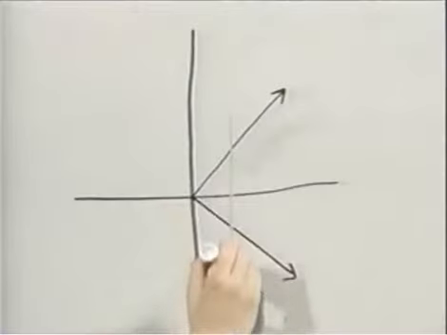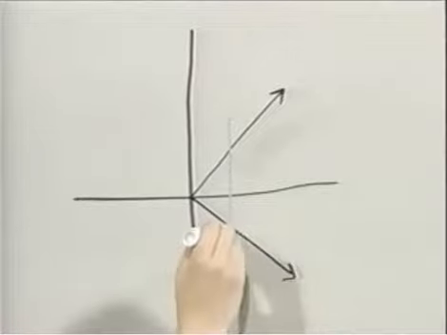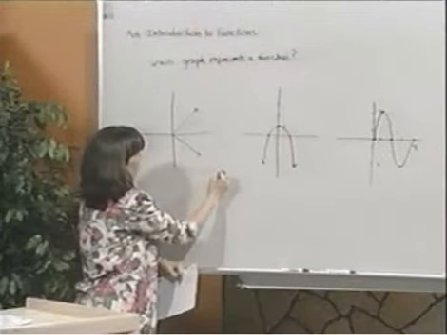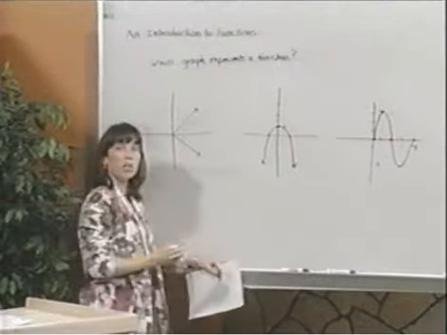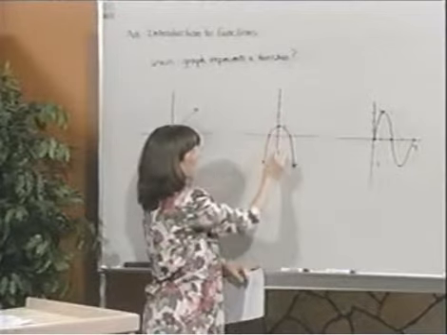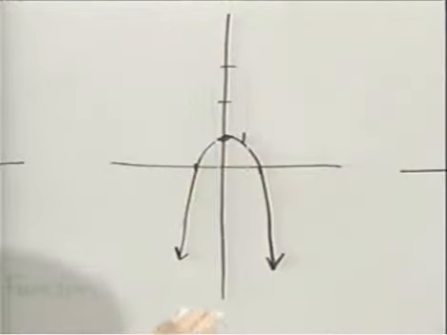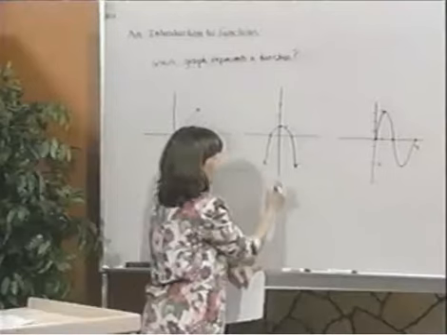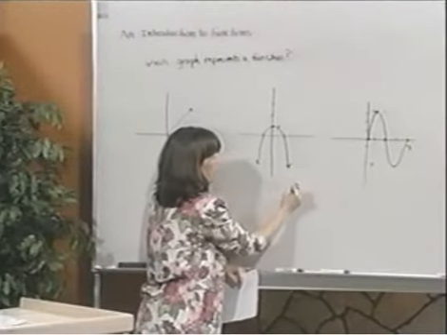No, because if you take any vertical line, it will hit in more than one place. So this is not a function. And the second one, is this a function? Yes, because if you draw any vertical line, it will hit in at most one place. So yes, this is a function.